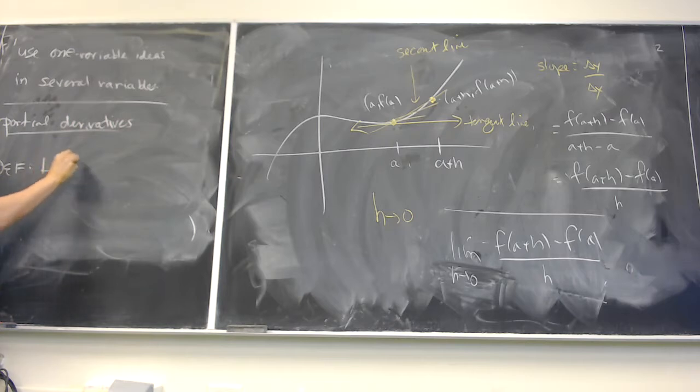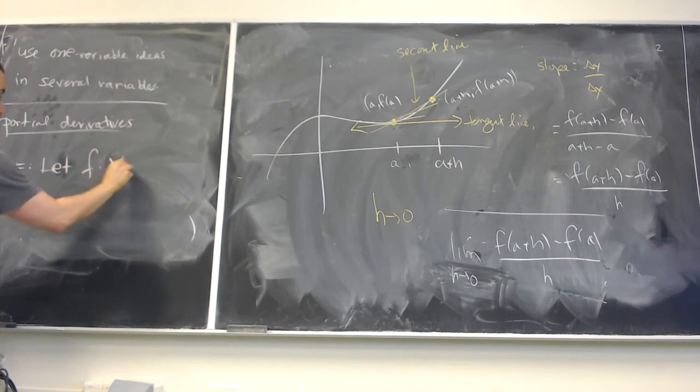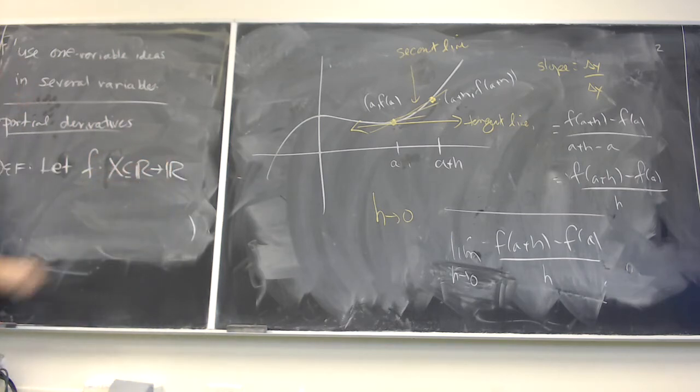Let f take a domain in R^n into R. So if I have outputs that are numbers, I call this a scalar valued function. So let f be a scalar valued function.